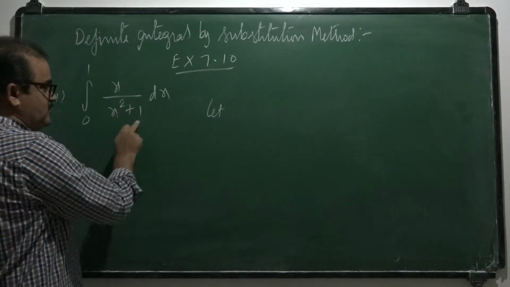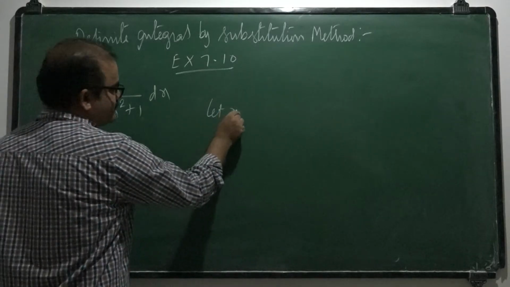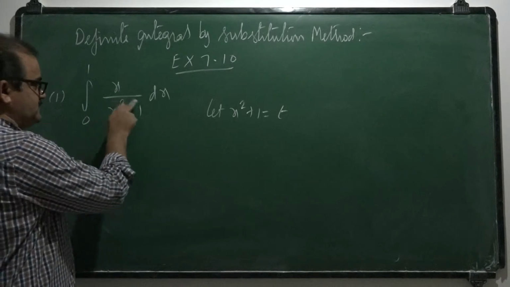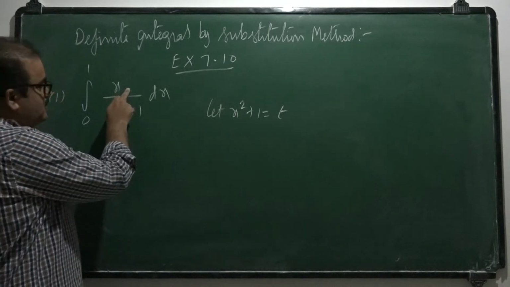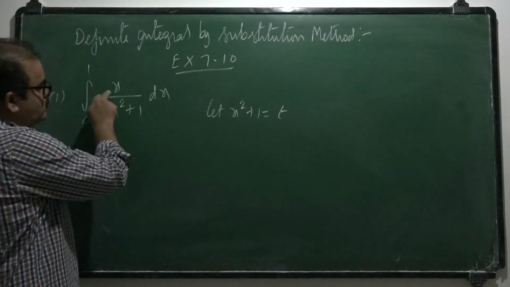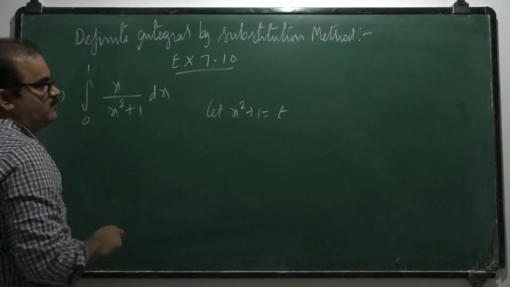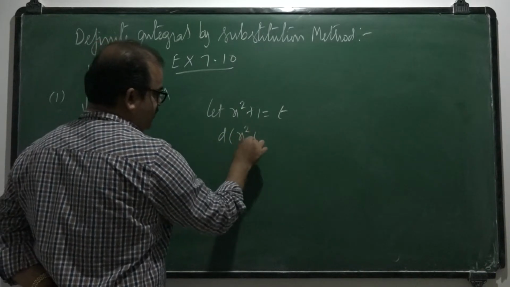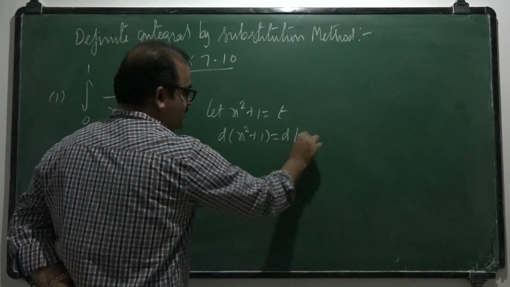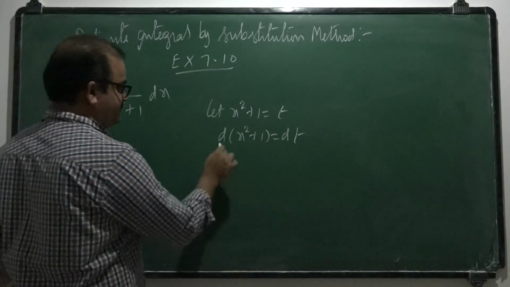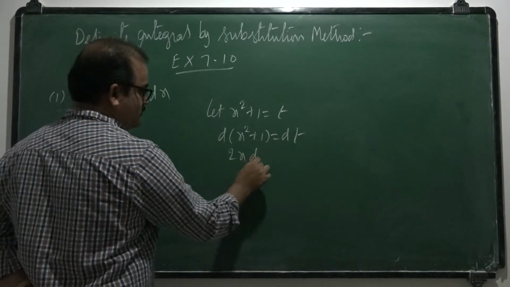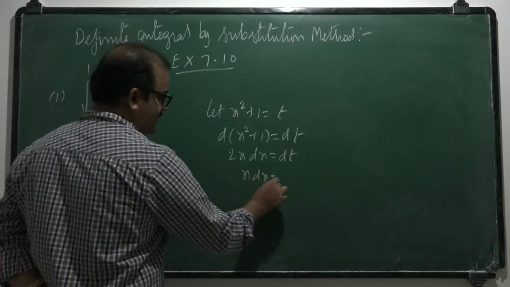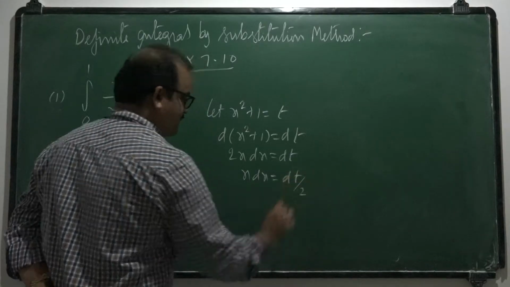If you take x square plus 1 is equal to t, then derivative of this x square plus 1 is 2x. By neglecting the constant, 2 is there, x is there in the problem. So taking derivative on both sides, derivative of x square plus 1 is equal to derivative of t. Derivative of x square, 2x into dx is equal to dt. So x into dx is equal to dt by 2.